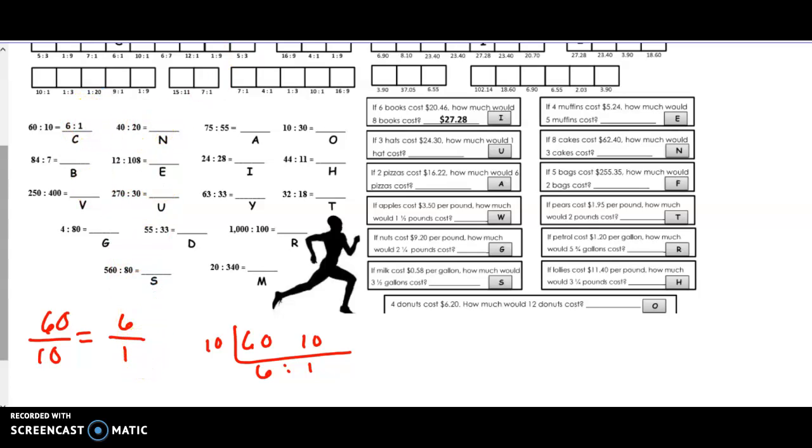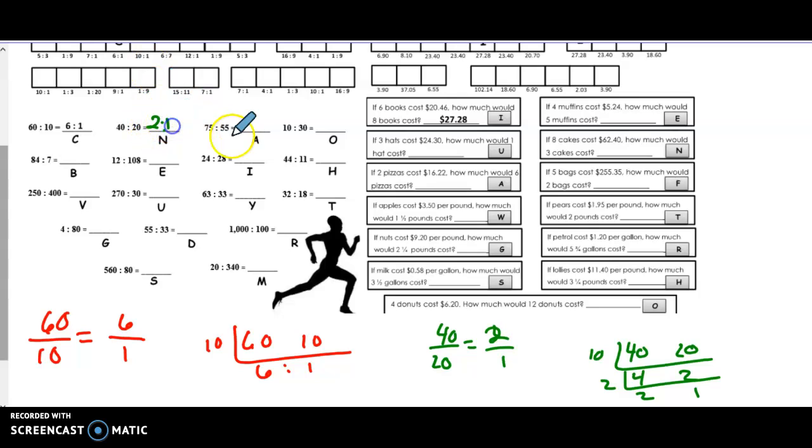Let's do the next one, 40 to 20. Well, 40 to 20, I'm going to write it as a fraction. 40 over 20, I'm going to simplify it. Well, put it in a sled, 40 to 20. And I'm going to pull out a 10. I'm going to be left with 4 and 2. I'll pull out a 2 because they're even. I'll be left with 2 to 1. So 40 to 20 is the same thing as 2 to 1.